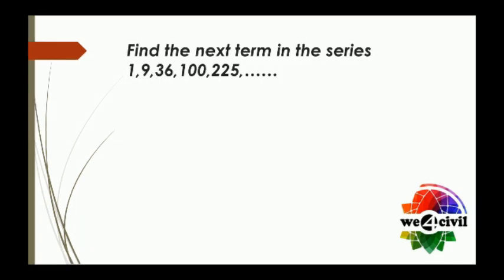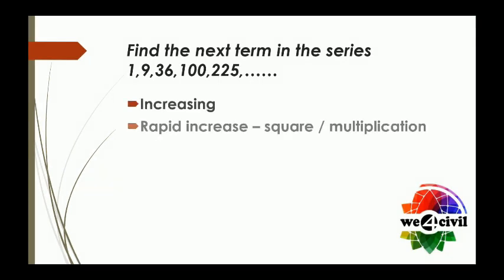We have to find the next term in the series 1, 9, 36, 100, 225. Just by looking at the question, you can understand that all of these numbers are perfect squares. Coming to our methodology, the terms are increasing and the increase is rapid, so it can be square or multiplication. Also keep in mind, all these methods like checking whether it's increasing or analyzing the trend are to be done only during the practice of the question. I don't expect you to do all this in the exam hall. In the exam hall, all of this thought process should happen within a split second. And then only you will become a successful candidate.